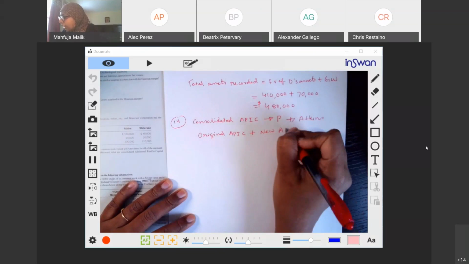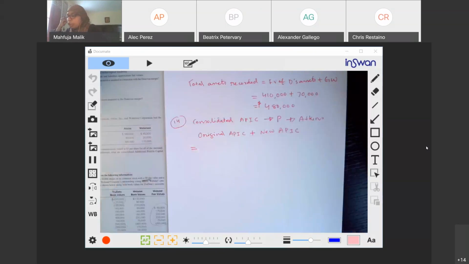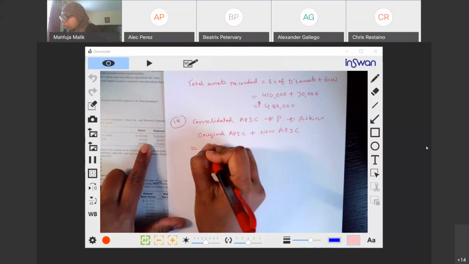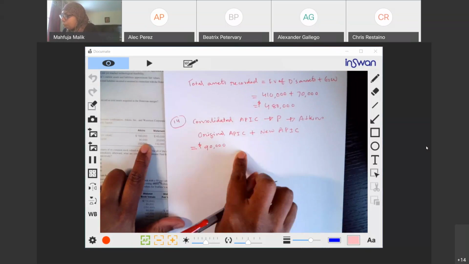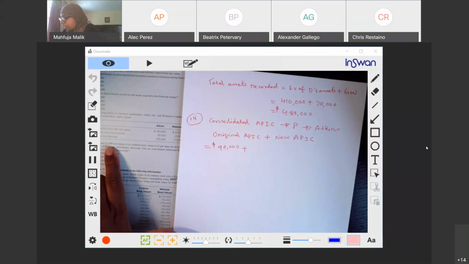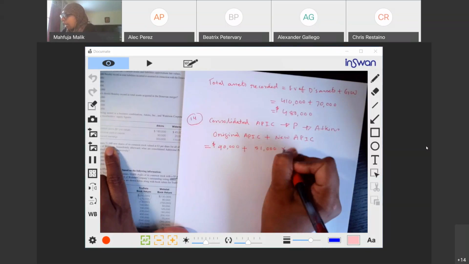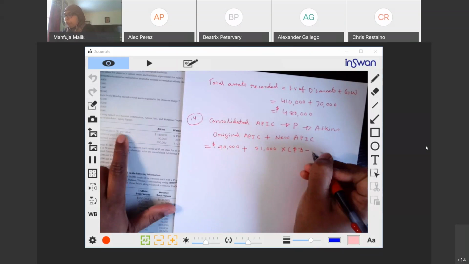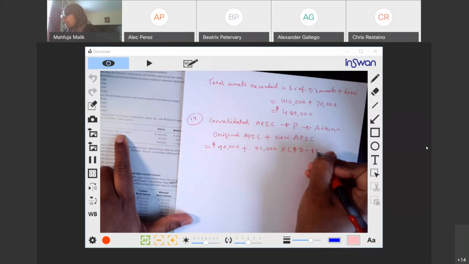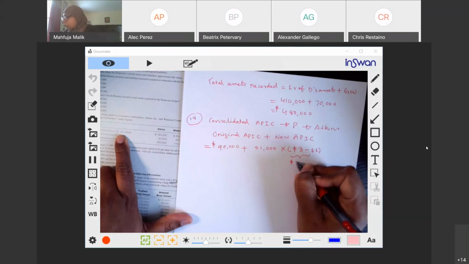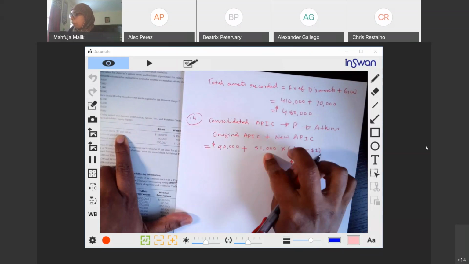That means the new stock they issued. So what is the original additional paid-in capital? You have to look at this table, it's already given. Atkins' original additional paid-in capital is 90,000 plus new additional paid-in capital. So how many shares they issued? They issued 51,000 shares, and their current share selling price is $3. And if you look at this table, par value is $1. So can anyone calculate this part very quickly? So each share's additional paid-in capital is $2. 2 multiplied by 51 plus 90.